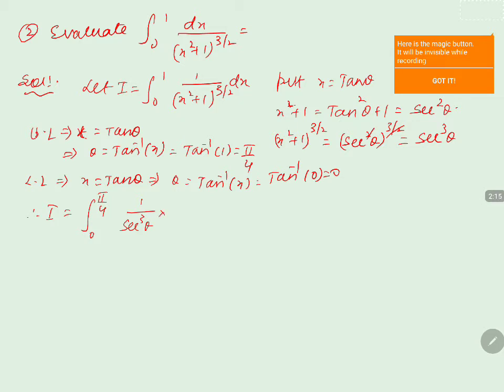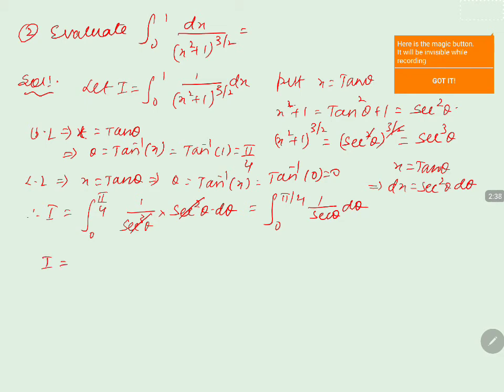Now, in order to get the value of dx, we will differentiate on both sides. And then we will get dx is equal to secant square theta into d theta. So we will write it as secant square theta into d theta. Secant square and secant cube will get cancelled, giving the integral from 0 to pi by 4 of 1 by secant theta into d theta.